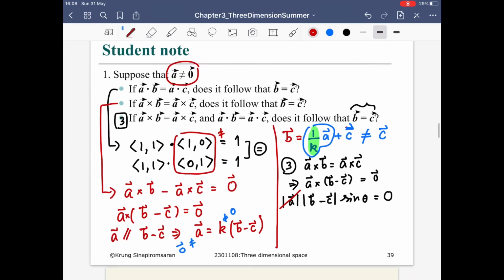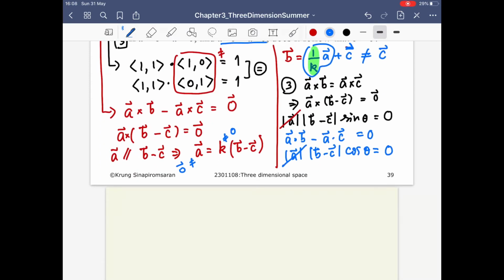How about the second condition? It is the same: you get A dot B minus A dot C equals 0, or the length of A, the length of B minus C, and cosine theta equals 0. Again, because the length of A is not 0, that one can be cancelled. So let us consider these two equations. The first equation says that B minus C may be 0, or sine theta may be 0.